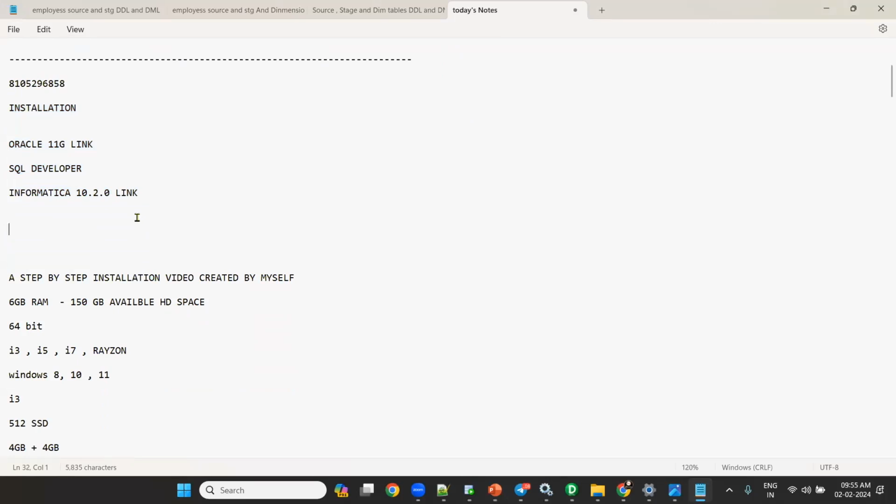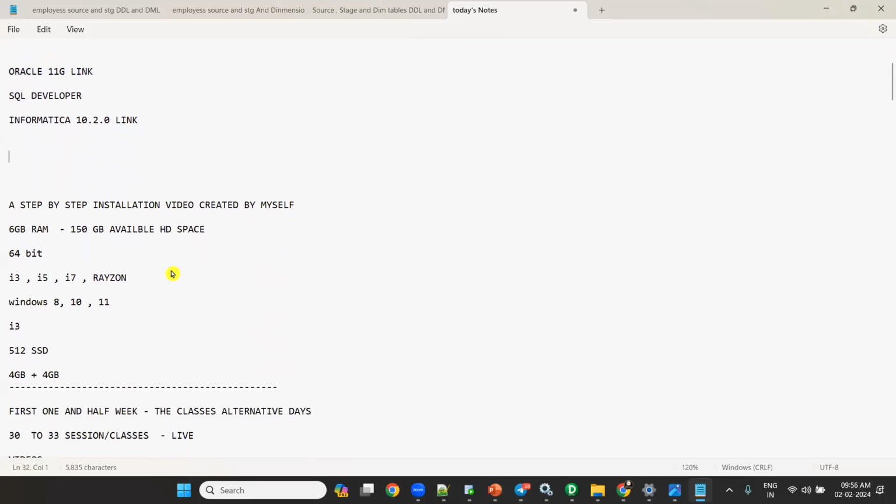Now, to install Informatica, you must have at least 6 GB RAM and at least 150 GB space available in your hard disk. At least 150 GB disk and 6 GB RAM. And your system should be 64-bit. This is the main requirement. The processor can be anything: i3, i5, i7, Ryzen, anything is fine.